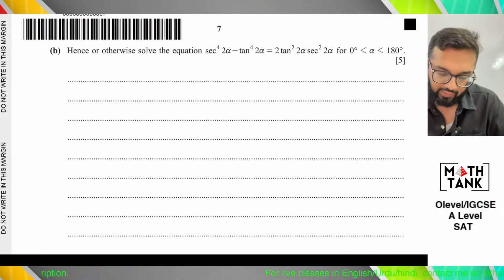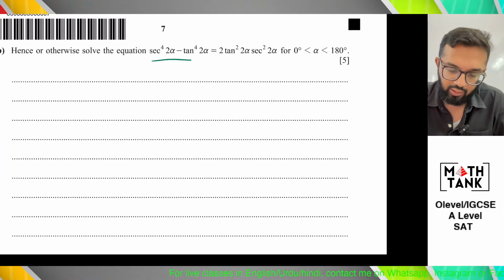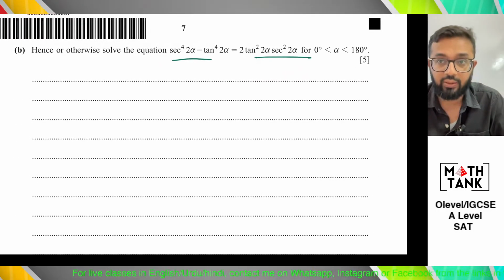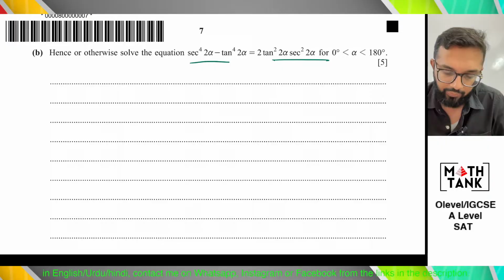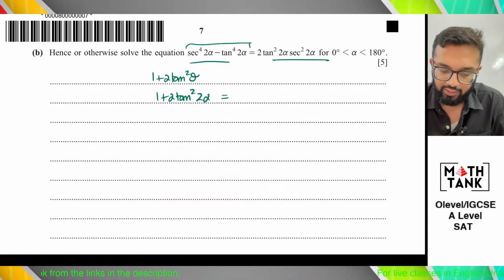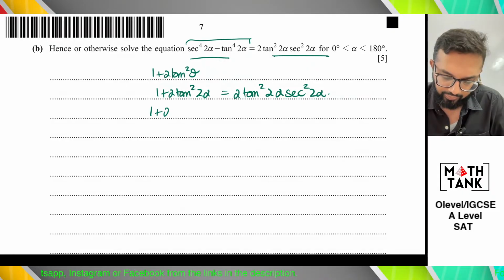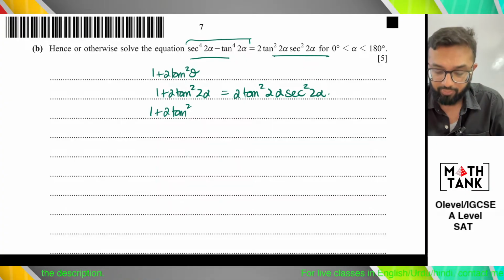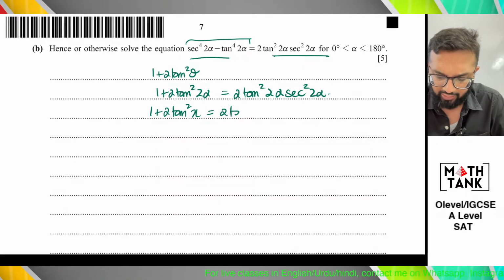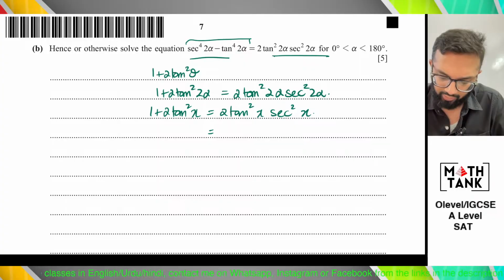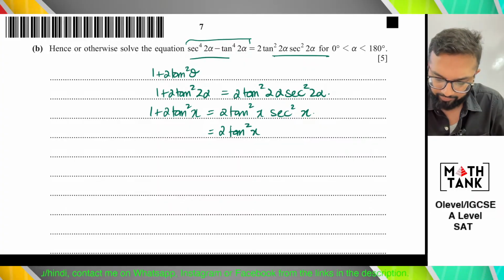We are on 4b, and it says hence or otherwise solve the equation this equals this for alpha between 0 and 180. So this basically boiled down to 1 plus 2 tan square theta. So I can say that 1 plus 2 tan square 2 alpha equals 2 tan square. I have to convert it into one variable. Now repeatedly writing 2 alpha is going to bother me, so I'm going to just write x in front of it, and I'll replace it with 2 alpha later on. I can convert this entire thing to tan.